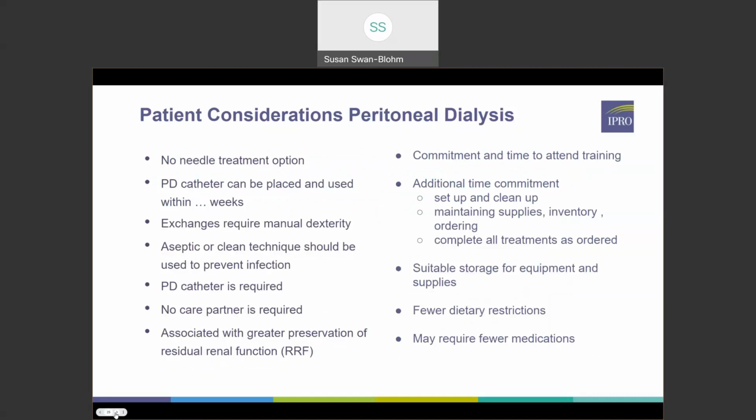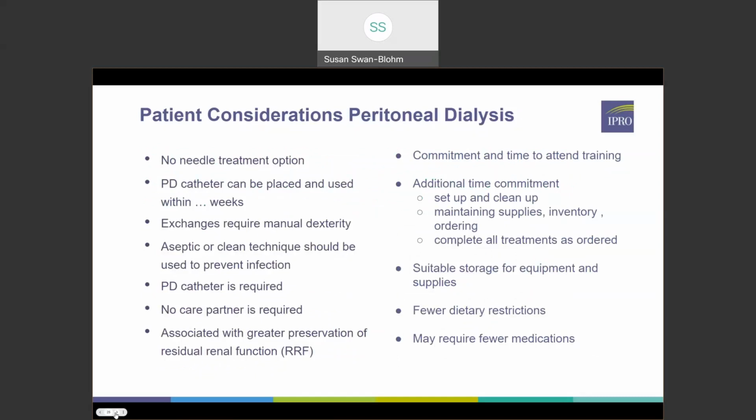Patients need to understand the benefits and challenges associated with peritoneal dialysis to make an informed decision. Peritoneal dialysis is associated with greater preservation of residual kidney function and requires no needles to perform the treatment. Performing treatments daily provides renal replacement that is similar to natural kidney function and will allow for a more liberal diet and possibly fewer medications.